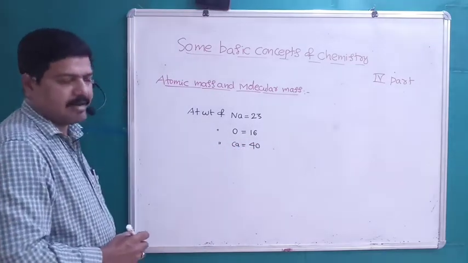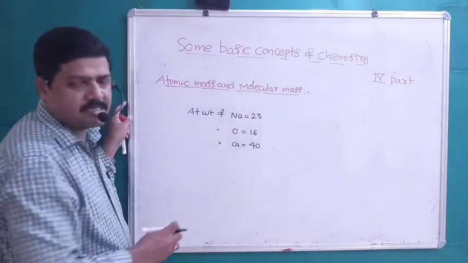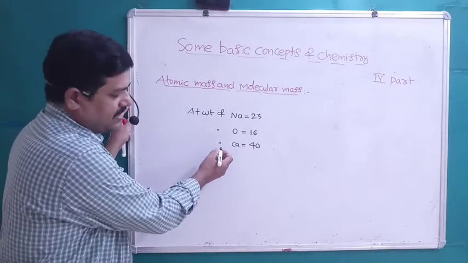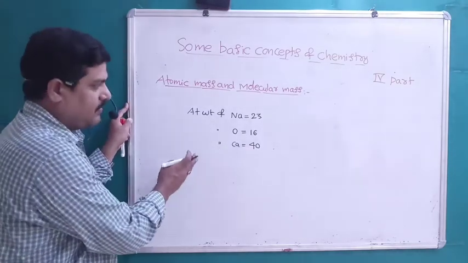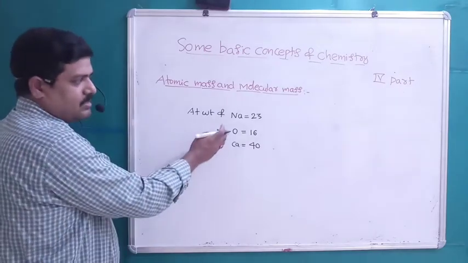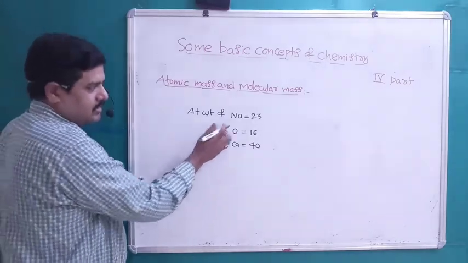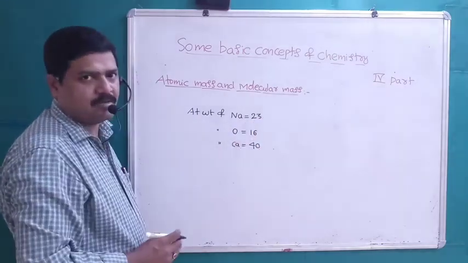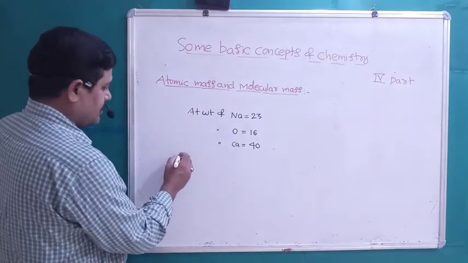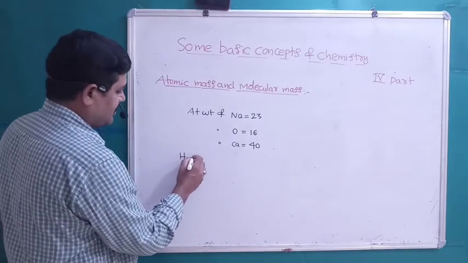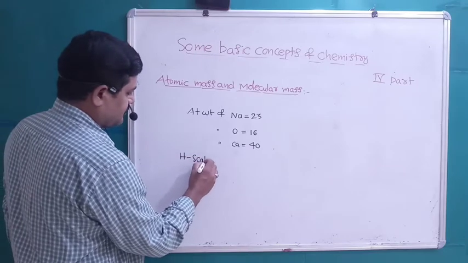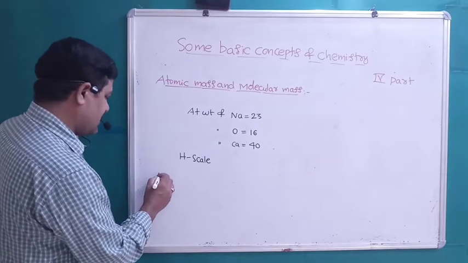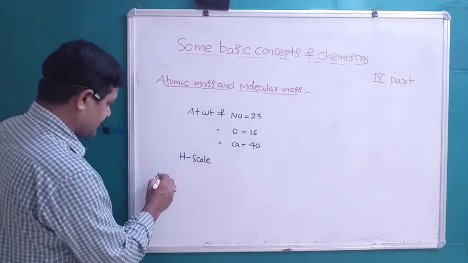So all these masses we are expressing as numbers. These are relative masses. By taking some standard and comparing the weights of the elements, these are known as relative atomic masses. So generally the atomic mass of an element is a number. Scientists earlier used the hydrogen scale. What is the standard? One atom of hydrogen is the standard.